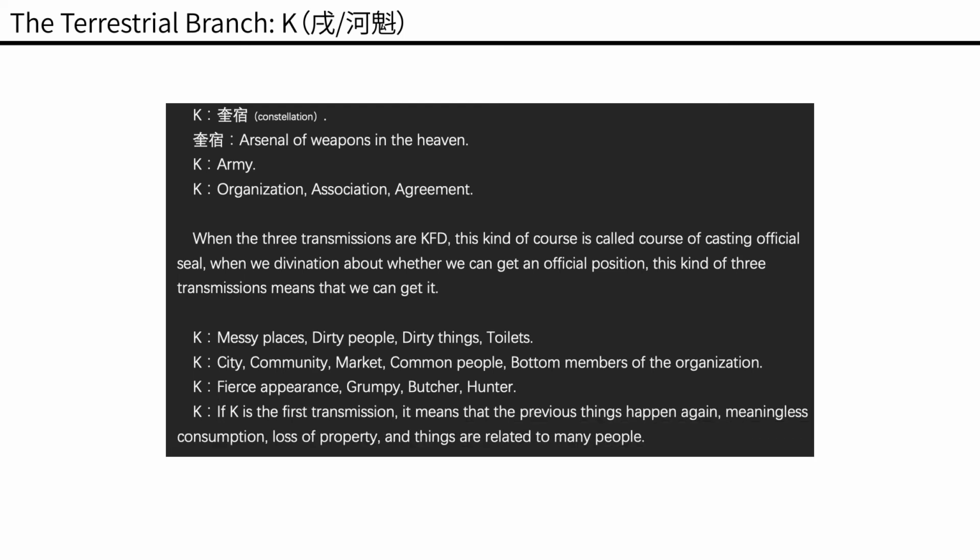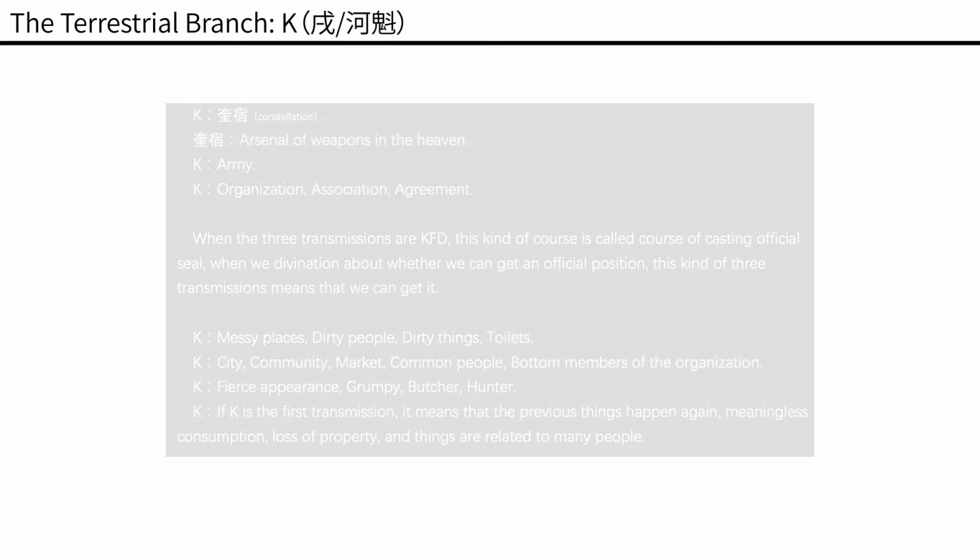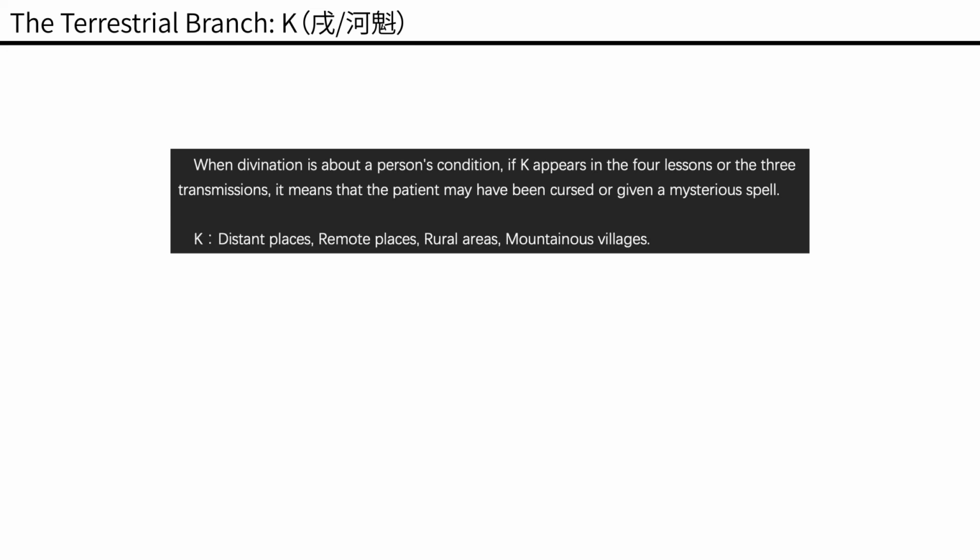If K is the first transmission, it means that the previous things happen again. Meaningless consumption, loss of property, and things are related to many people. When divination is about a person's condition, if K appears in the 4 lessons or the 3 transmissions, it means that the patient may have been cursed or given a mysterious spell. K represents distant places, remote places, rural areas, and mountainous villages.